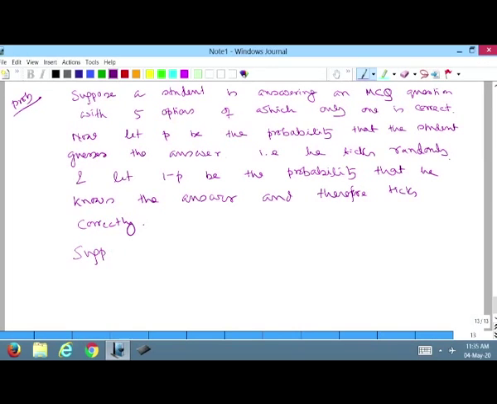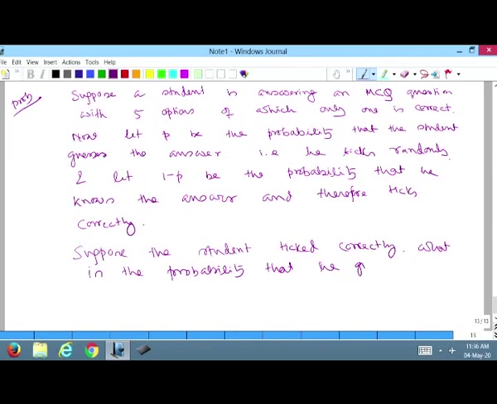Suppose the student ticked correctly. What is the probability that he guessed the answer? That is the question.